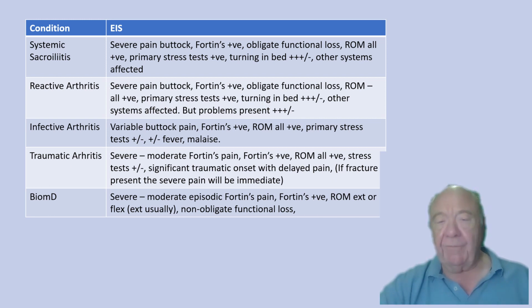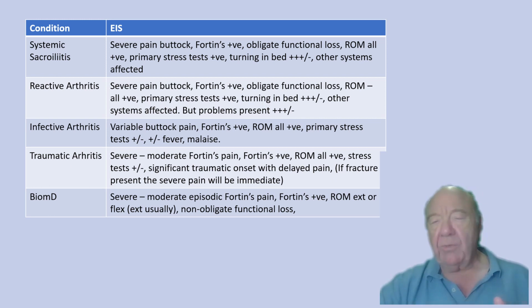The pain is usually felt in the buttock and tends to be confined there for one reason or another, but it can cause more intense pain the further it can refer out. Fortin's is always positive. There is usually obligate functional loss, although with microtraumatic arthritis there probably won't be that. But with the other types, certainly the systemic ones are all going to look very similar. It's going to be obligate functional loss.